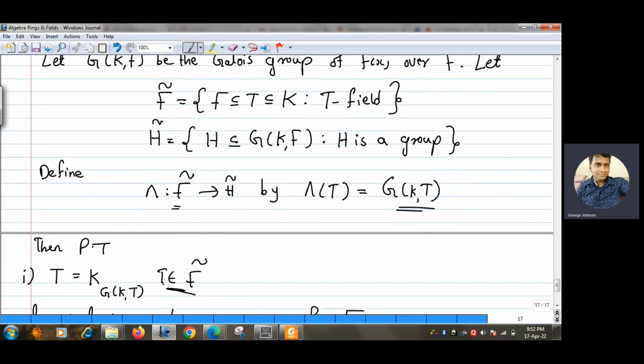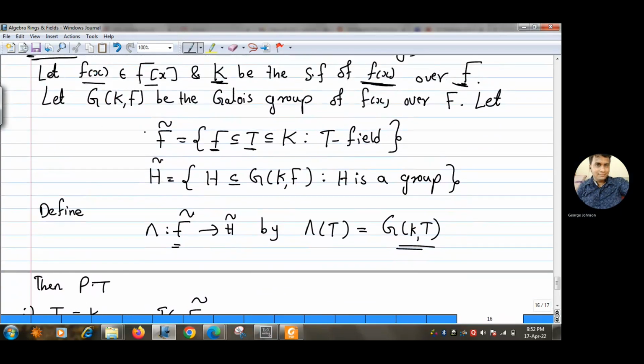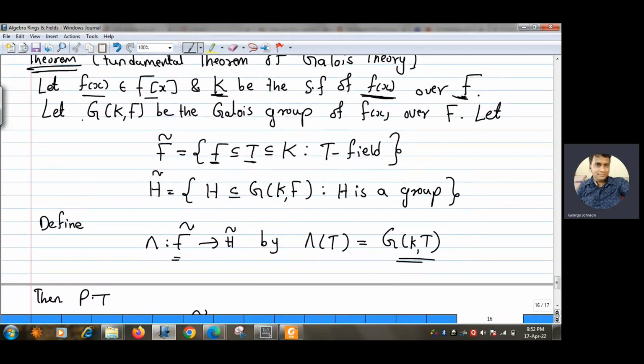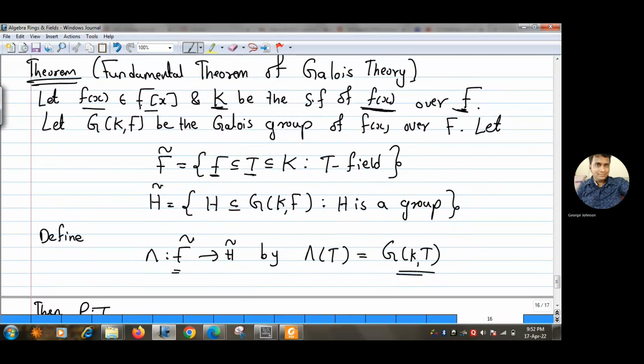Whenever you start with T belonging to F tilde, that means T is an extension of F, right? So F[x] belongs to T[x] also. And because F[x] belongs to T[x], K is a splitting field of F(x) over T also, because we are not changing the polynomial, and hence the splitting field is not changed. We are only changing the base. So the splitting field of F(x) over T is K itself. So you can see that K is the splitting field of a polynomial over T also.